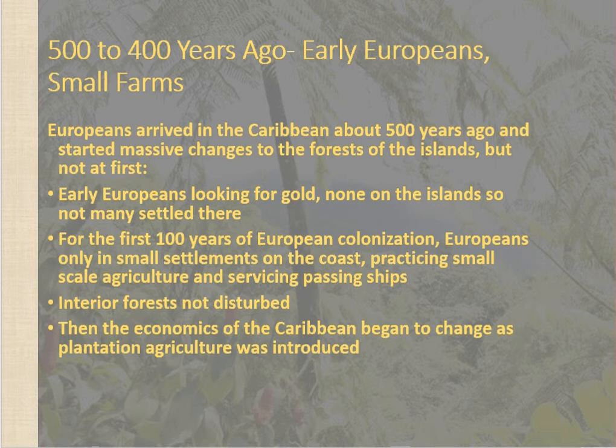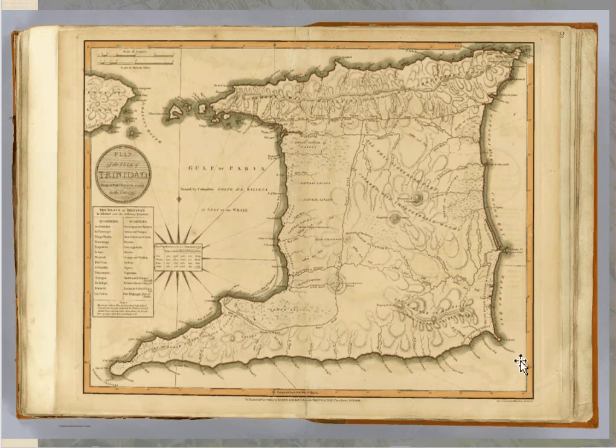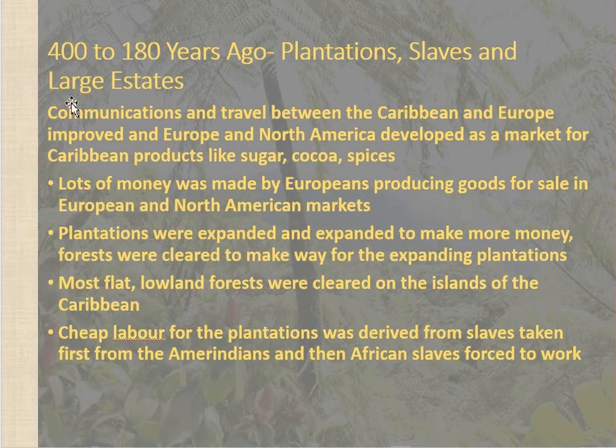More settlers, European settlers, began to arrive, and all the areas in the continent had been explored for gold. All the gold which was going to be found was found, so the Europeans began to look at other ways of making their money. All right, I'll come back to that map in just a minute. So that was about 400 years ago, about 100 years after the Europeans had arrived.